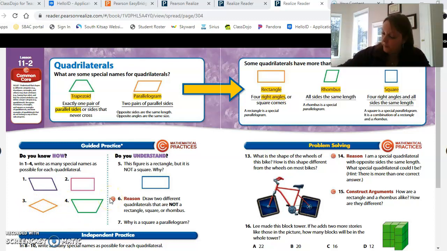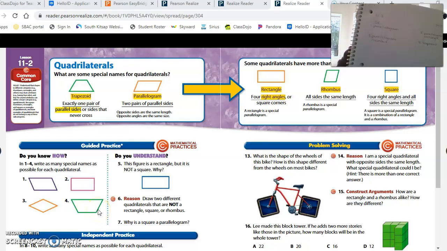All right, number 4. Let's see, now that one is kind of special. It only has one pair of parallel sides, so that must be a trapezoid. But I'm going to make sure it doesn't qualify as anything else. It can't be a parallelogram because these two sides are not parallel. There are no right angles, so it can't be a rectangle or a square. And the sides are different lengths, so it cannot be a rhombus.